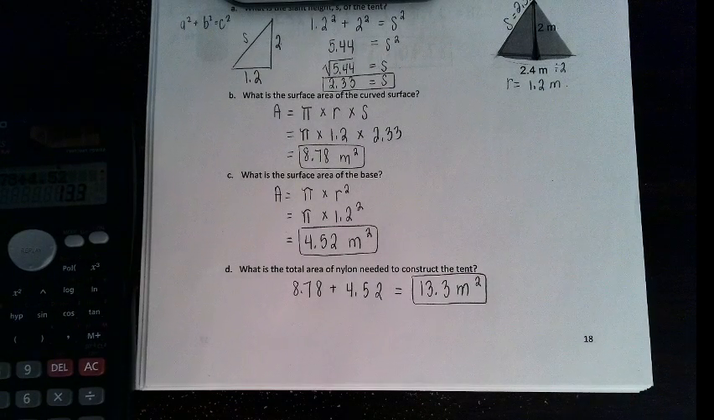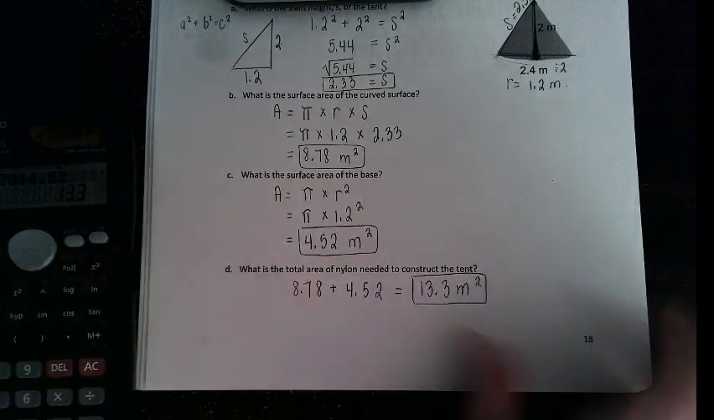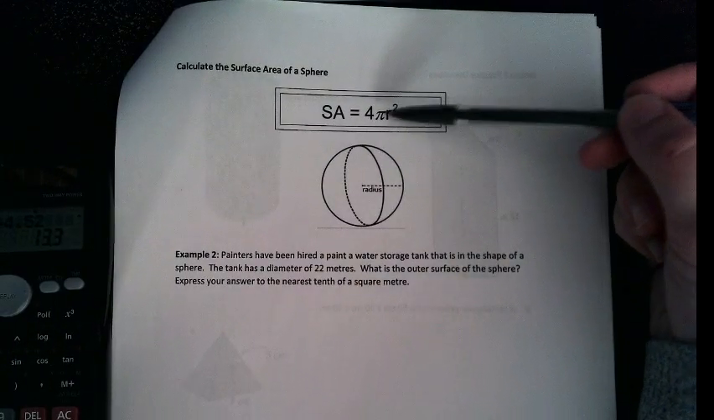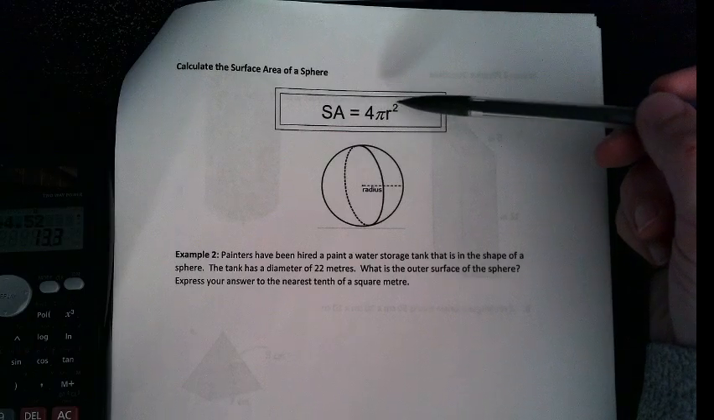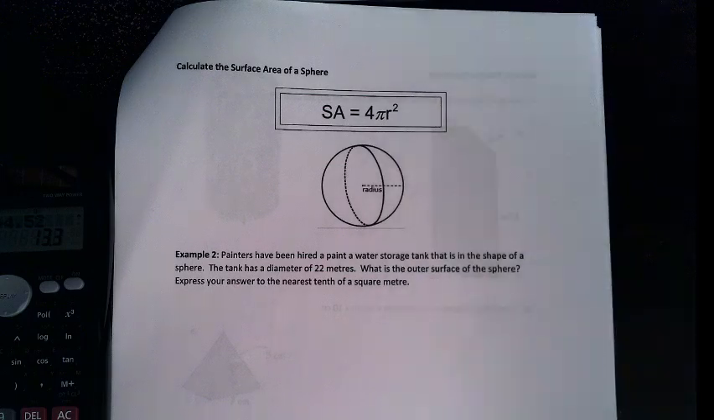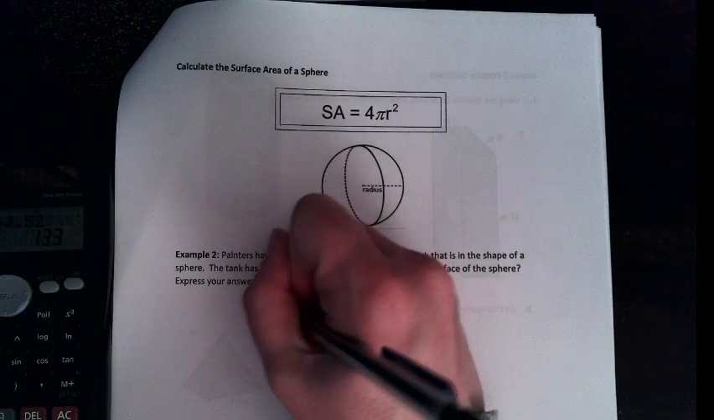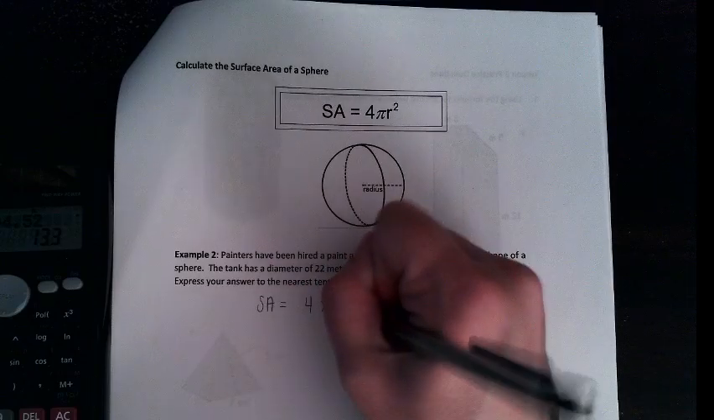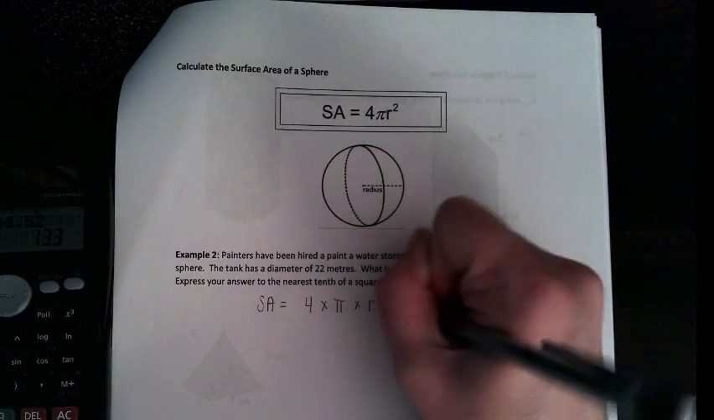And last, but definitely not least, is the sphere. A sphere, its formula is really simple. It's just 4 times pi times the radius squared. So here we've got painters that have been hired to paint a water storage tank that is in the shape of a sphere. The tank has a diameter of 22 meters. What is the outer surface of the sphere? So for our sphere, the surface area is equal to 4 times pi times the radius squared.